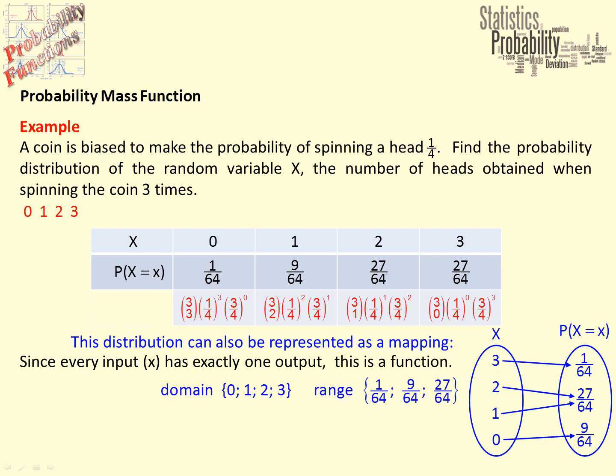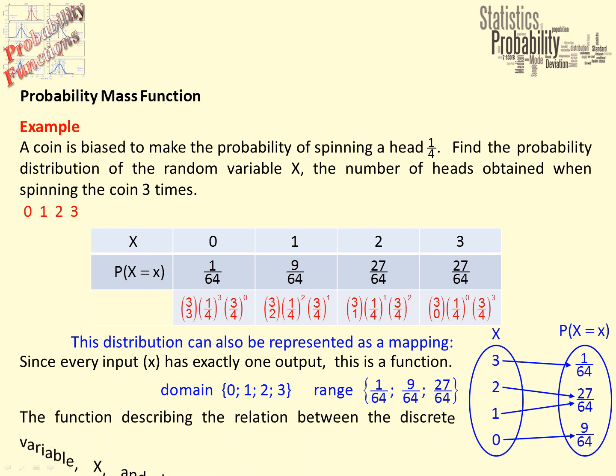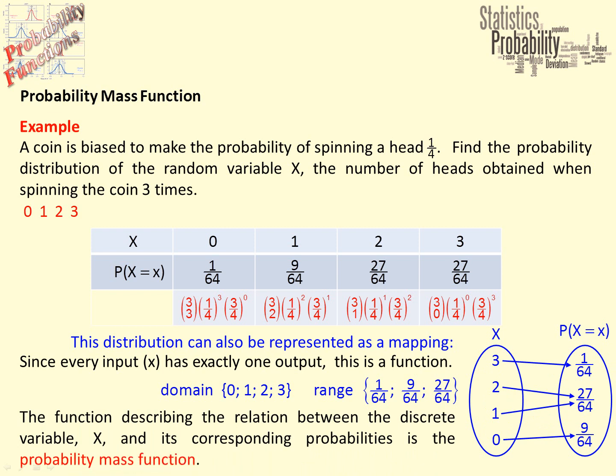Every input has exactly 1 output, and that makes it a function. There are 2 inputs going to the same output, but the important thing for a function is that no input goes to more than 1 output. So the function describing the relation between the discrete variable x and its corresponding probabilities is the probability mass function. So here is the probability mass function going on to obtain these outcomes.